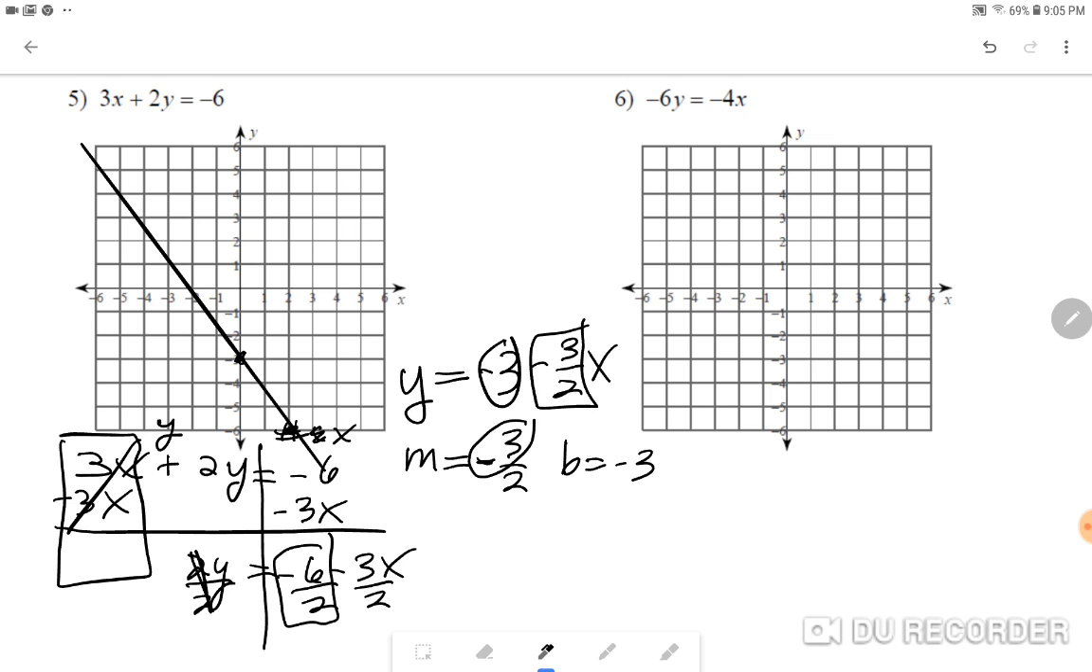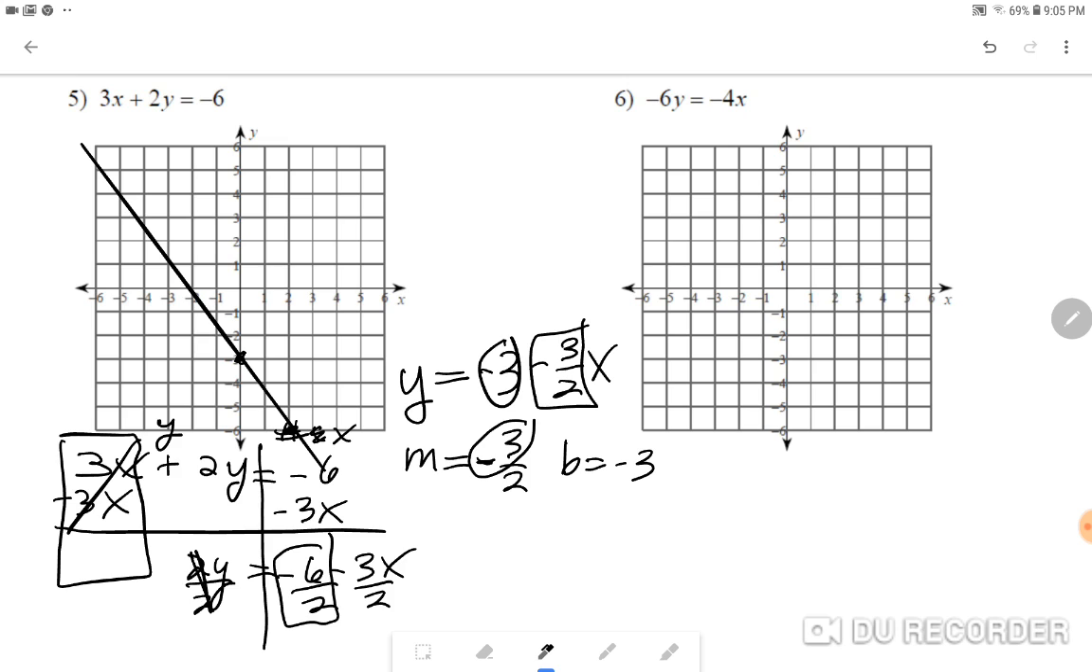So you can see what made it more challenging is the fact that the y is not by itself. But if it's not by itself, you can get it by itself. And so the hard work is getting the y by itself. The graph itself is very, very simple. Okay? Now, example number 6.